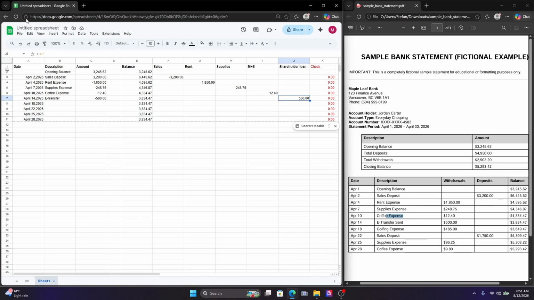Now, we're going to move on to the next one, our golfing expense. So we know golfing is never allowed. Okay, we know it won't be deducted for tax purposes. So we're going to say that this was a shareholder loan as well. We went personally out for golfing.